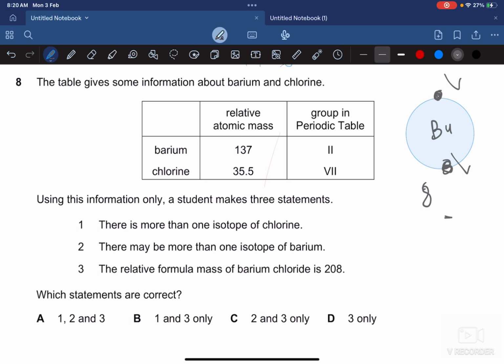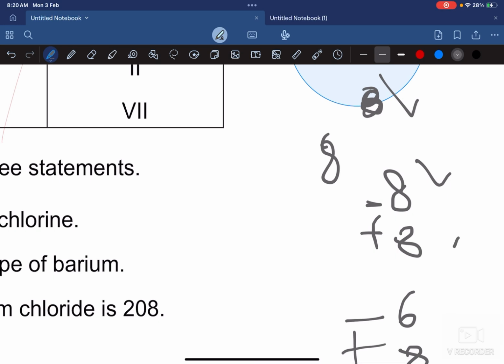It was -8 and +8. +8 is for the protons in the nucleus and -8 were your electrons. Now you've lost 2 electrons. So -8 plus 2 is going to be -6, and +8 is for the protons. Proton is +8, electrons is -8, and it balances out to be 0. But now what you've done is you've lost 2 electrons.